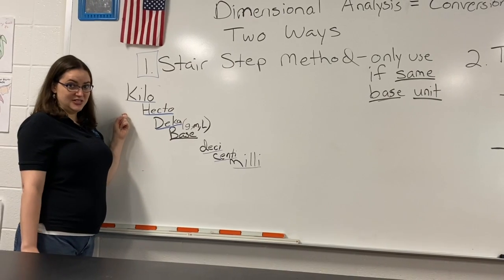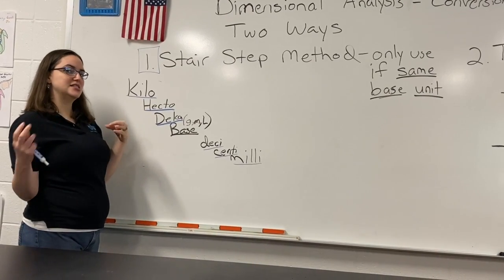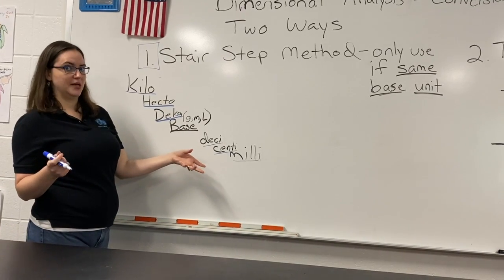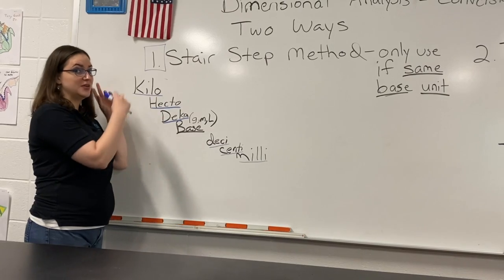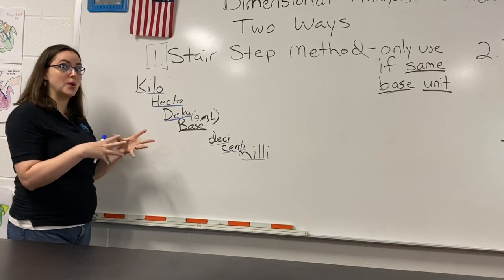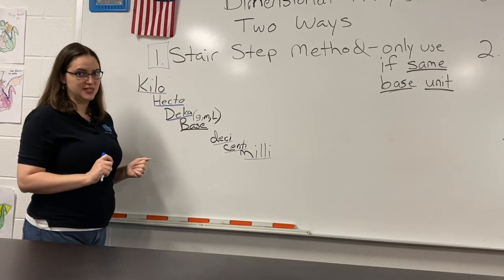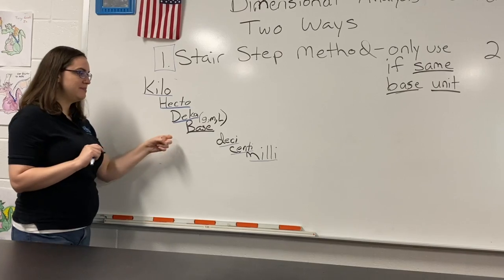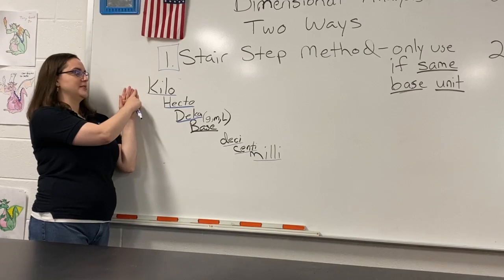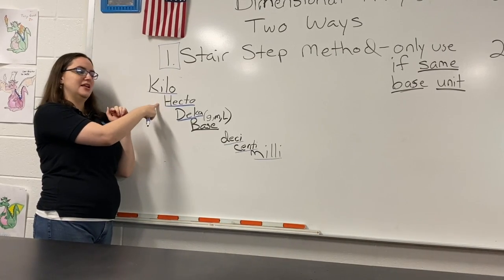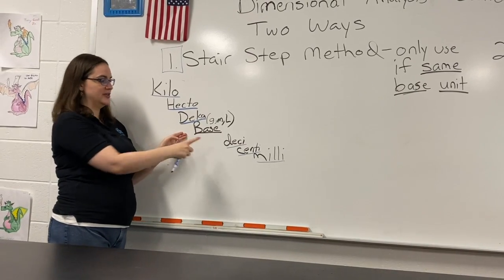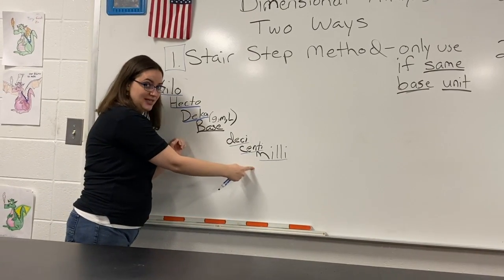When you're looking at the stair-step method, what I mean when I say the same base unit is if you have centigrams or milligrams and you want to convert that to kilograms, then you can use the stair-step method. But if you want to convert from grams to pounds, you wouldn't be able to use this method. Our main base units would be grams, meters, and liters. And the stair-step goes like this. You start out with kilo, then hecto, deca, then your base unit, whether it's grams or meters or liters, deci, centi, and milli.